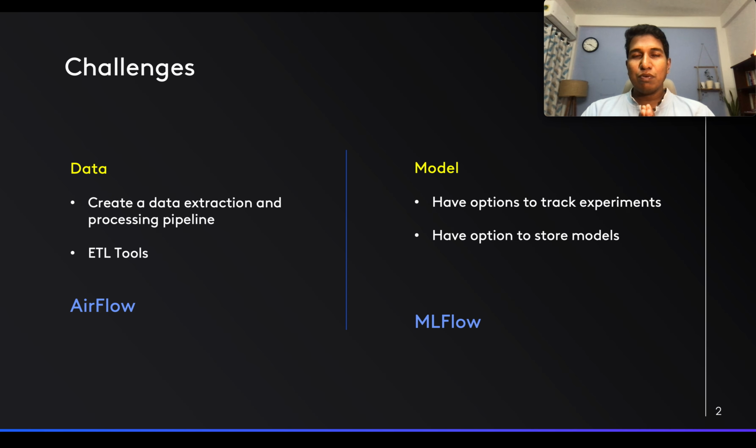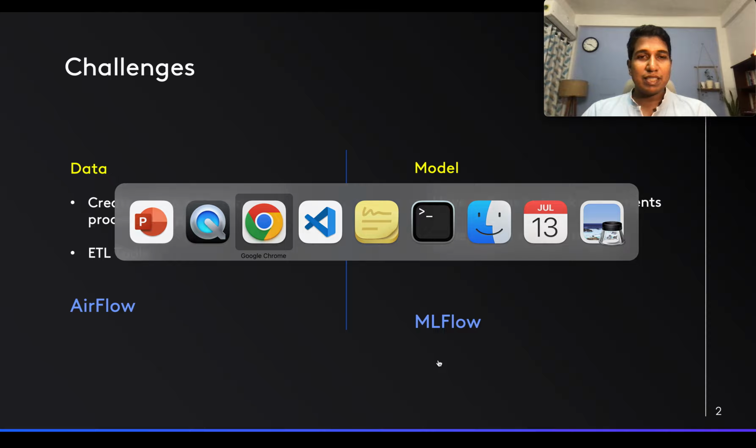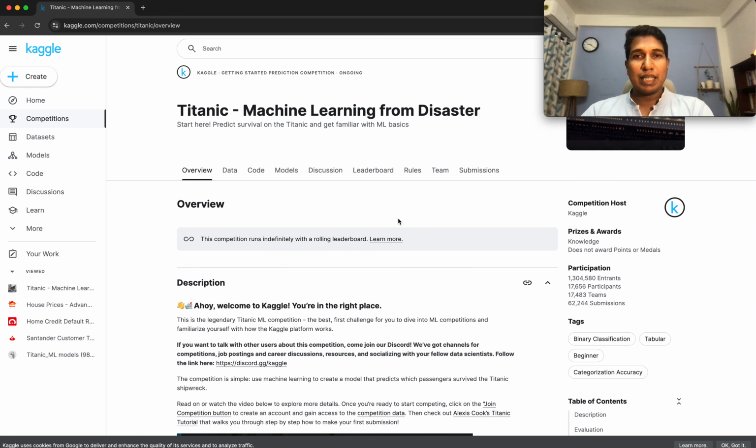For this series, we will try to see two frameworks, or tools, to help us with this. One is called Airflow, which is an ETL tool, and it has a wonderful UI so that you can see how your data transitions through different phases. Then you have MLflow, which helps us track your models and has a common registry where you can store your models. So like I said, we are going for the Titanic dataset.